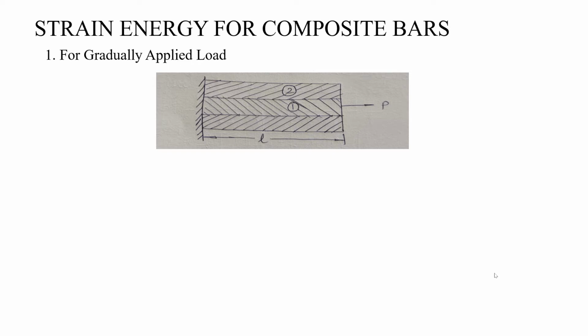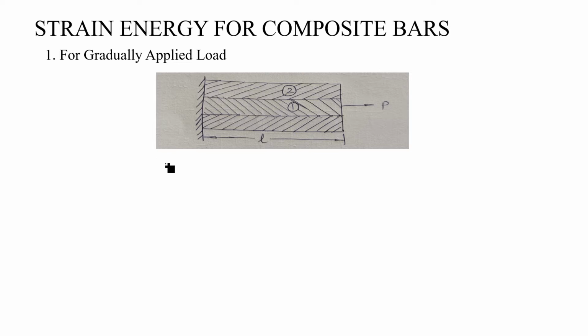So let's get started. We'll start with gradually applied load on a composite bar. As you can see in the diagram, there are two bars. The internal one is labeled as 1 and the external bar is labeled as 2. There is a load P applied on these bars and the length of the bar is L. So the external force P, which is acting on the composite bar here, is actually shared by both the bars.